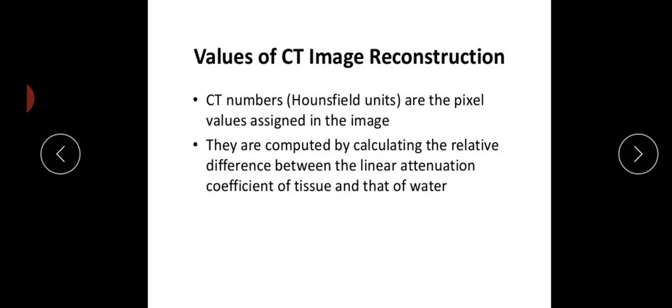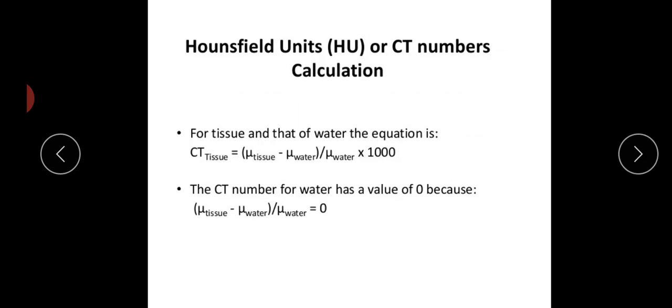Values of CT image reconstruction. The CT numbers, Hounsfield units, are the pixel values assigned in the image. They are computed by calculating the relative difference between the linear attenuation coefficient of tissue and that of water. Hounsfield unit or CT number calculation. How it is calculated for tissue and that of water.